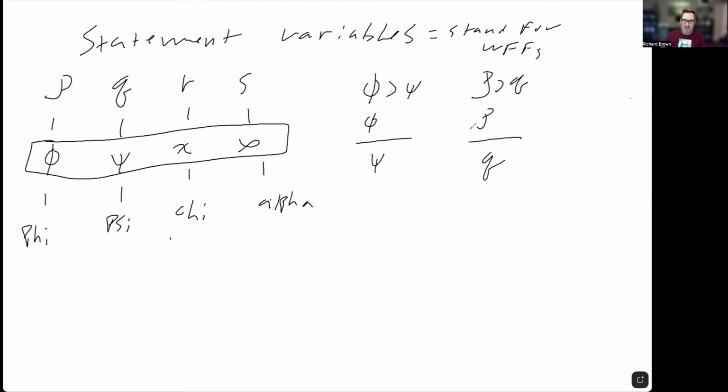I will stick to using the lowercase p's and lowercase q's because that's what our textbook is doing. Okay, so we've already said we have modus ponens.